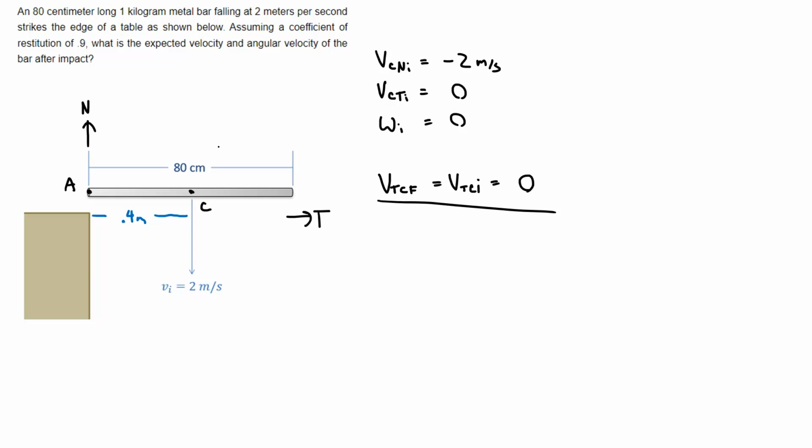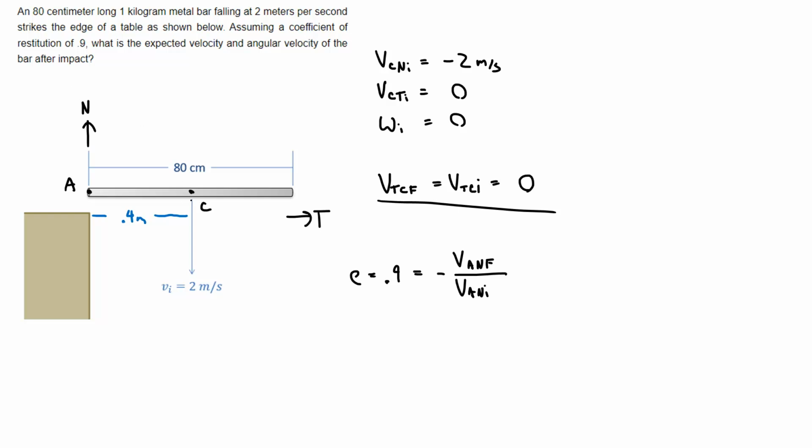All right, so in the normal direction, we're going to have to use two different pieces to basically solve for the angular velocity and the normal velocity. The first one is we're going to use the coefficient of restitution here. For that, I need to look at point A over here. Our coefficient of restitution is 0.9, and that is the negative VAN final over VAN initial.